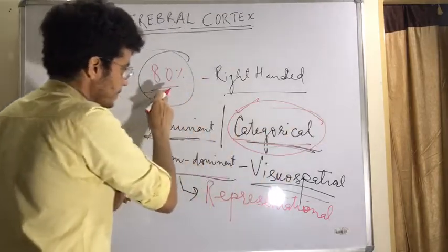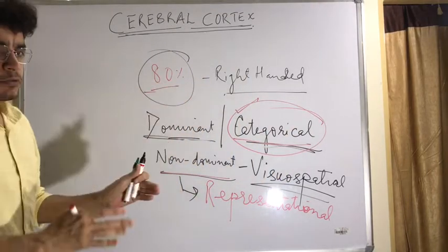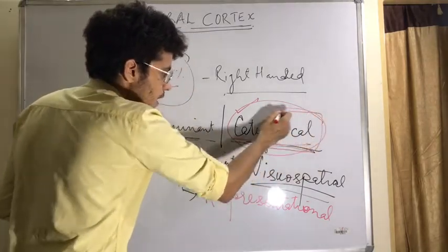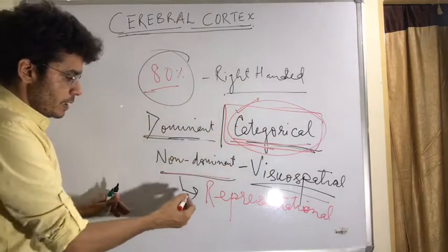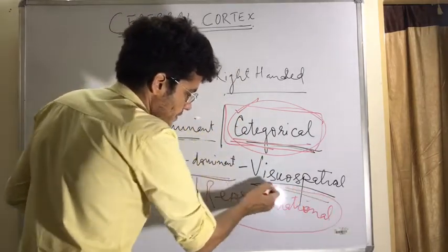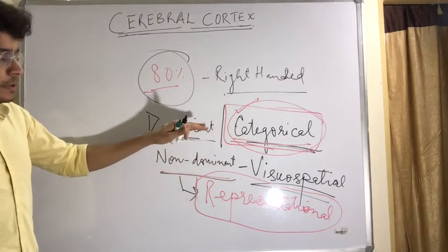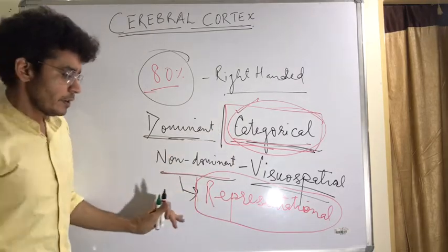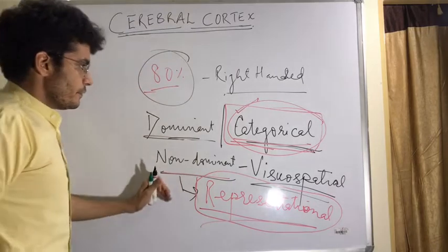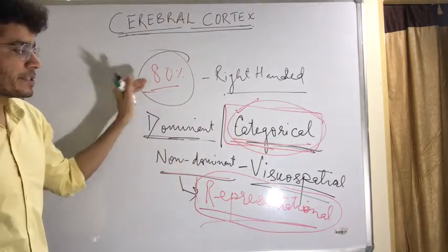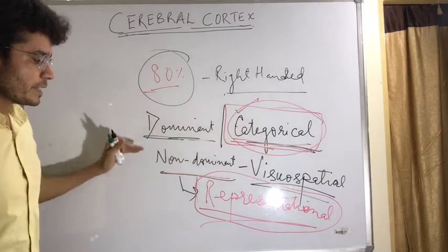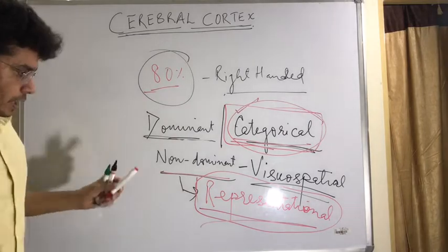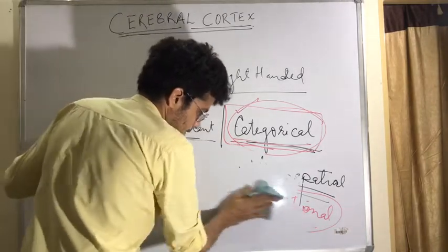almost 80% are right-handed, and out of the 20% left-handed, we can say 15%. So up to 95% of the people have the left cerebral hemisphere as the categorical one, and the remaining 3 to 5% have the right as the categorical one. And the non-dominant is the representational. It means if you are right-handed, you will have the left cerebral hemisphere as categorical and the right cerebral hemisphere as representational hemisphere. Okay, so now we will take up the cerebral cortex.